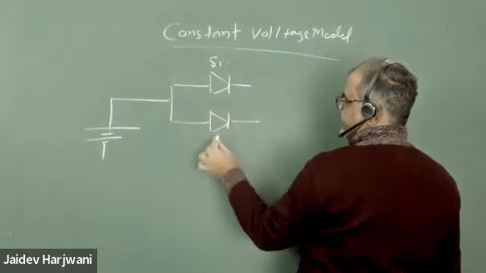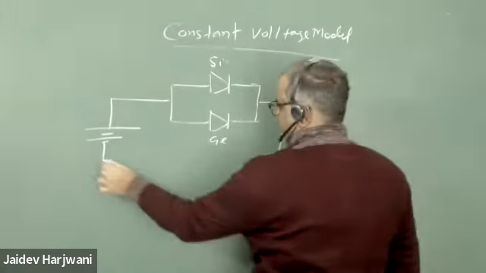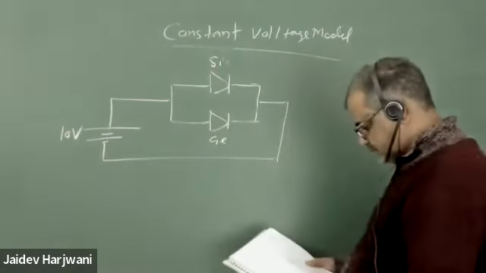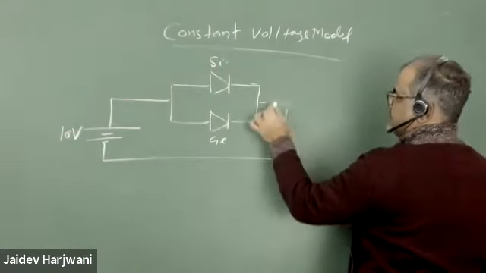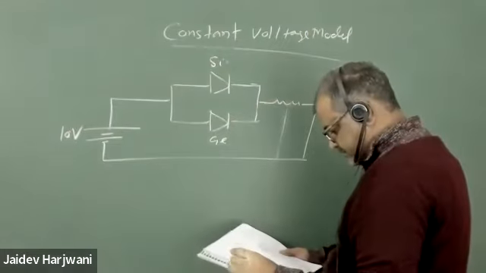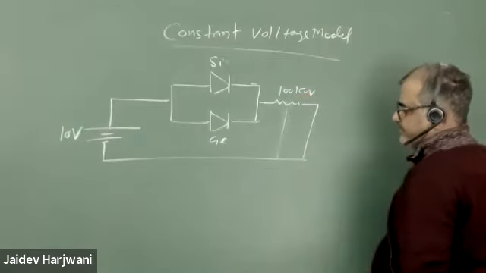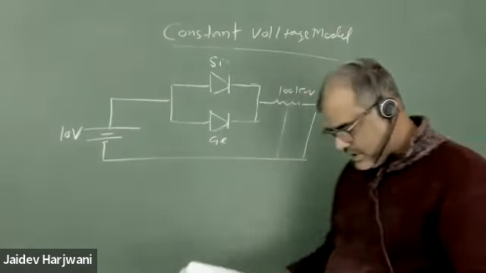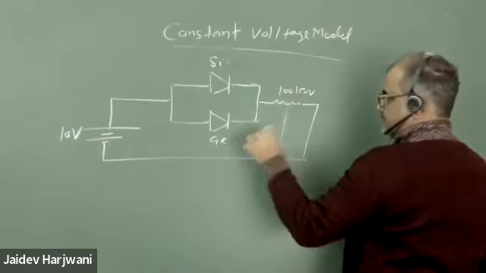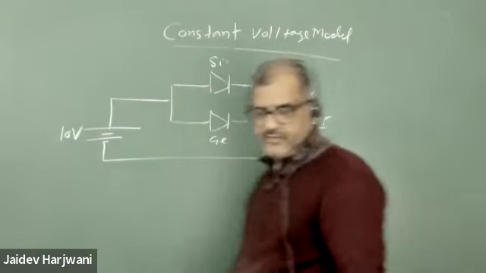So this is your silicon, this is your germanium. This is your 10 volts, and here you have a resistance. One resistance is also there. The resistance is of 100 kilo ohm. They are asking what is the current I in the circuit. So how should I do this question?